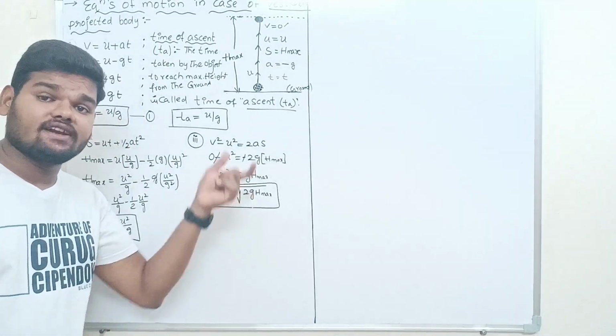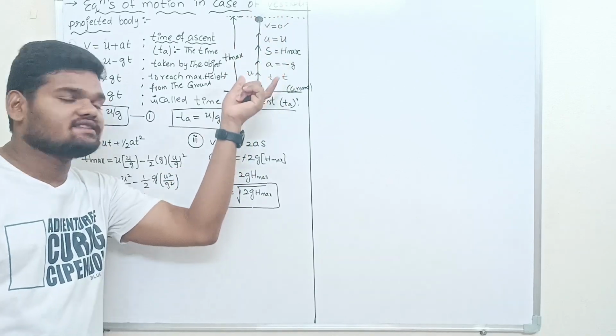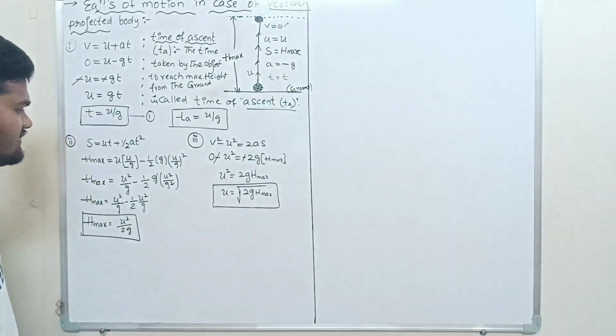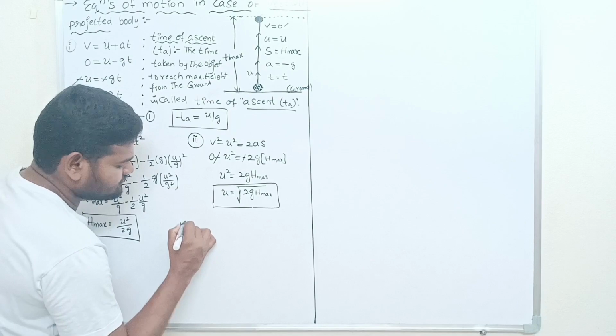So I have substituted all the values of v, u, s, a, t. Okay, note this.